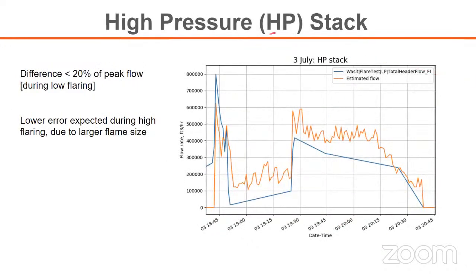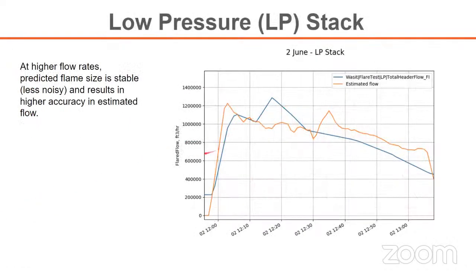This one was for the HP, high pressure stack. For the low pressure stack, where the flow rate, if you see, is in millions, like 1.2 million, we had higher volume in terms of flaring happening. Here also the accuracy and the trend that it was able to predict match quite well with what's actually happening on site. As you can see, this peak is actually happening an hour slightly later than expected.